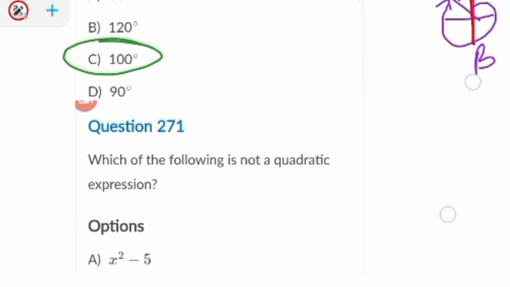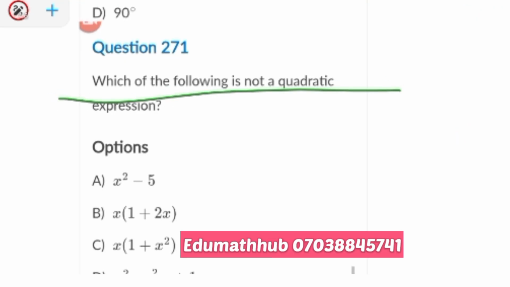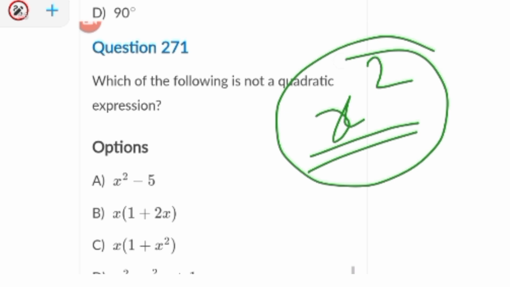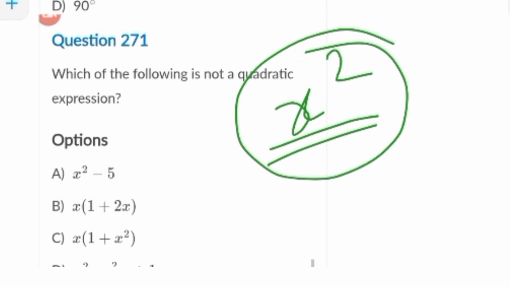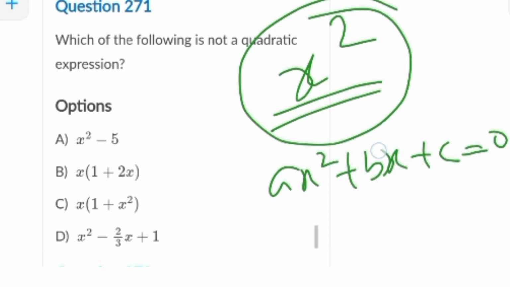Then the next one: which of the following is not a quadratic expression? For an expression to be quadratic, it has to have x squared in it, because the general form is ax squared plus bx plus c equals 0. So it needs to have x squared.